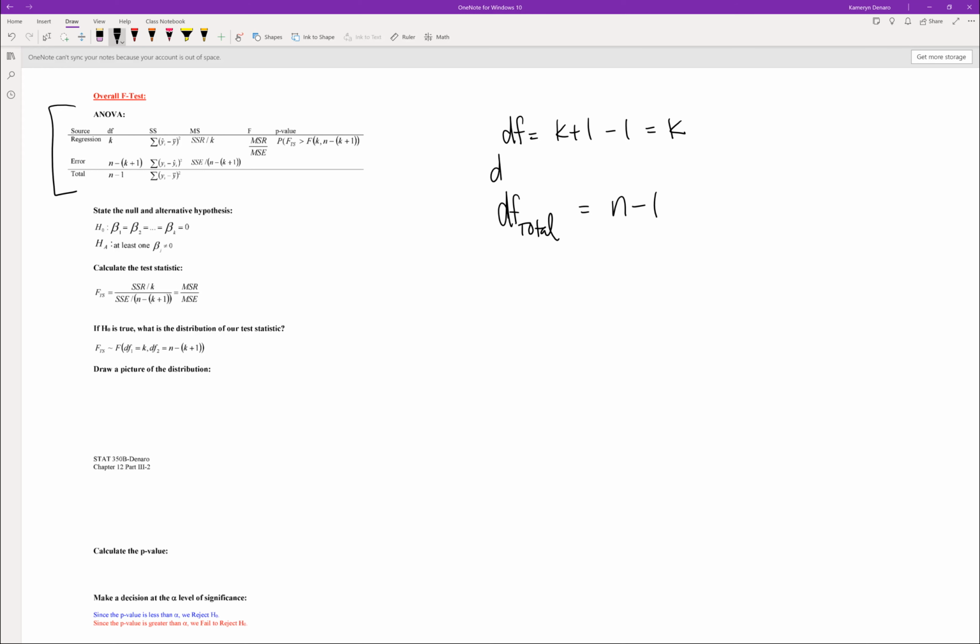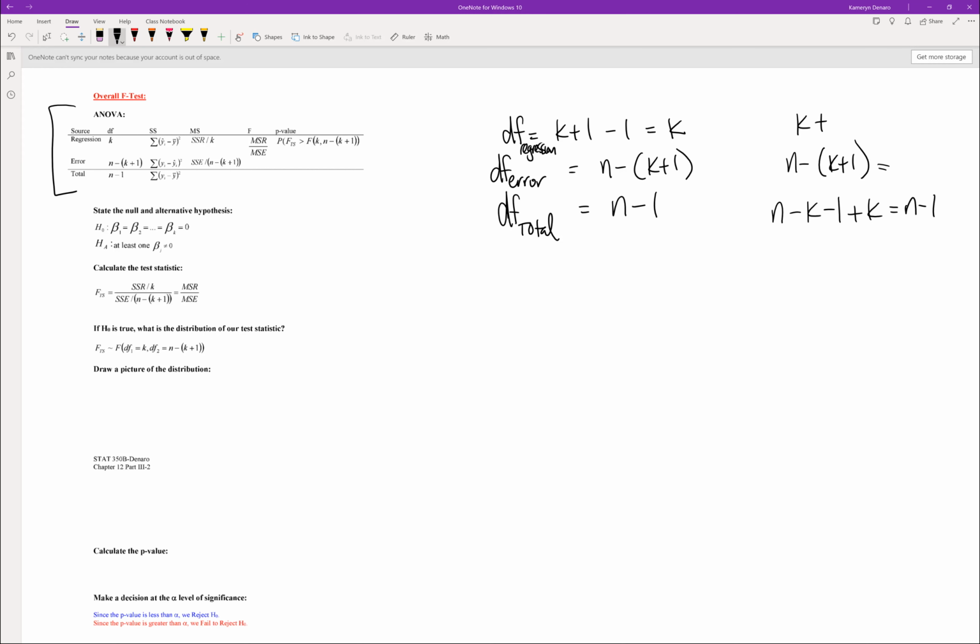And then your degrees of freedom for the error have to all add up, so you get n minus (k plus 1). Just to double check, k plus n minus (k plus 1) is equal to n minus k minus 1 plus k, which is equal to n minus 1. So we've shown that those degrees of freedom do in fact add up.